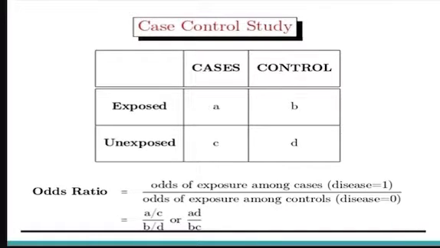That would be A over C. I'm talking about cases. The odds among cases is going to be exposed divided by not exposed. That's why you see A over C. I will do the same for controls. For controls, exposed divided by not exposed, that will be B over D. Then I will do the ratio of that. That will give me the odds ratio.